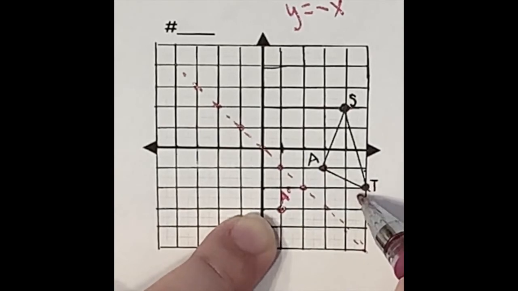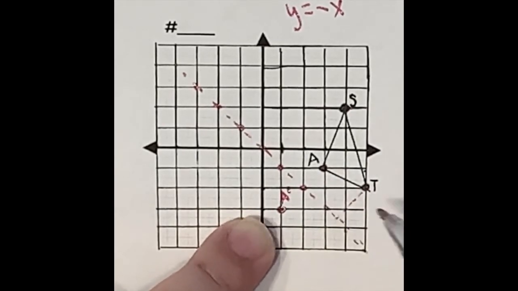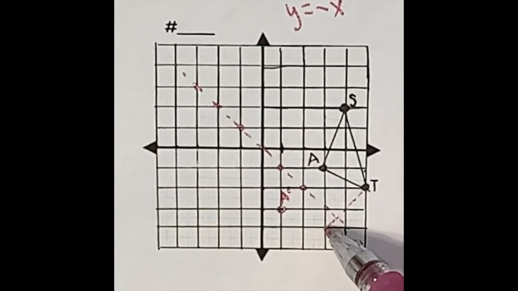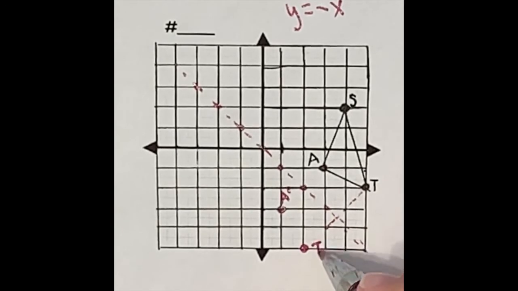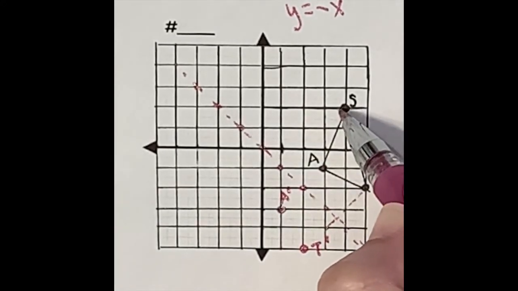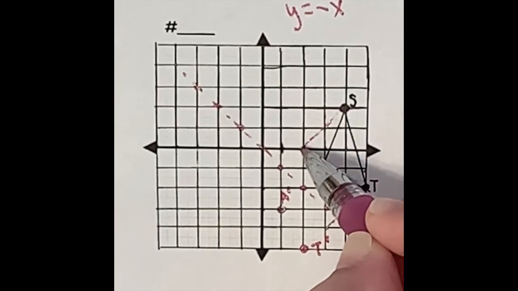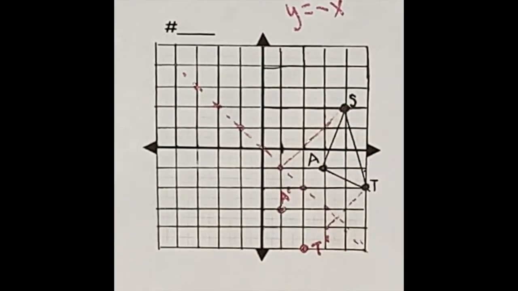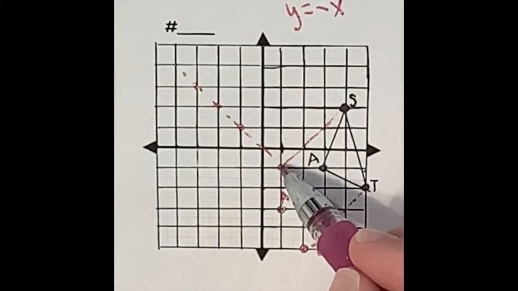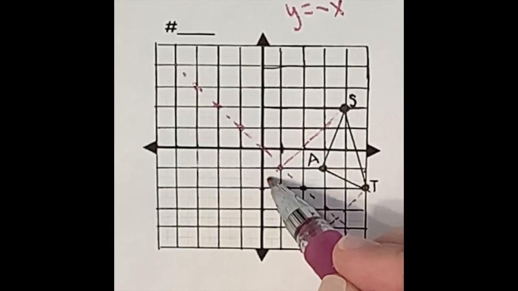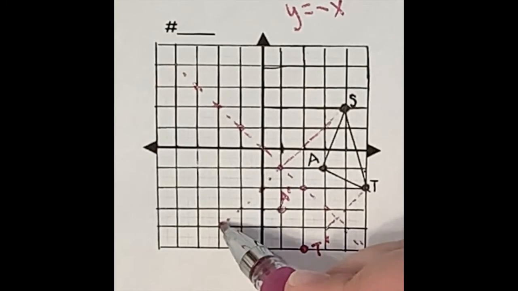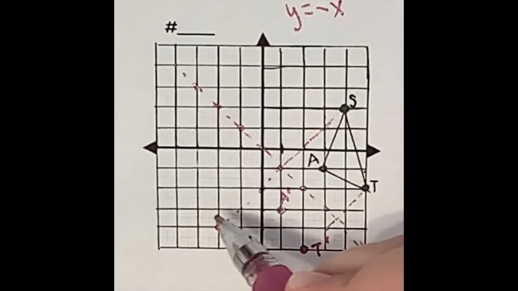T, I was right, it is 1 plus a half of 1. So if I go a half in the other direction plus 1 more, I will find T prime. And lastly, S, count 1, 2, 3 diagonals, and I want to go through the other direction. So 1, 2 diagonals, 3 diagonals. So that is where my S will end up.